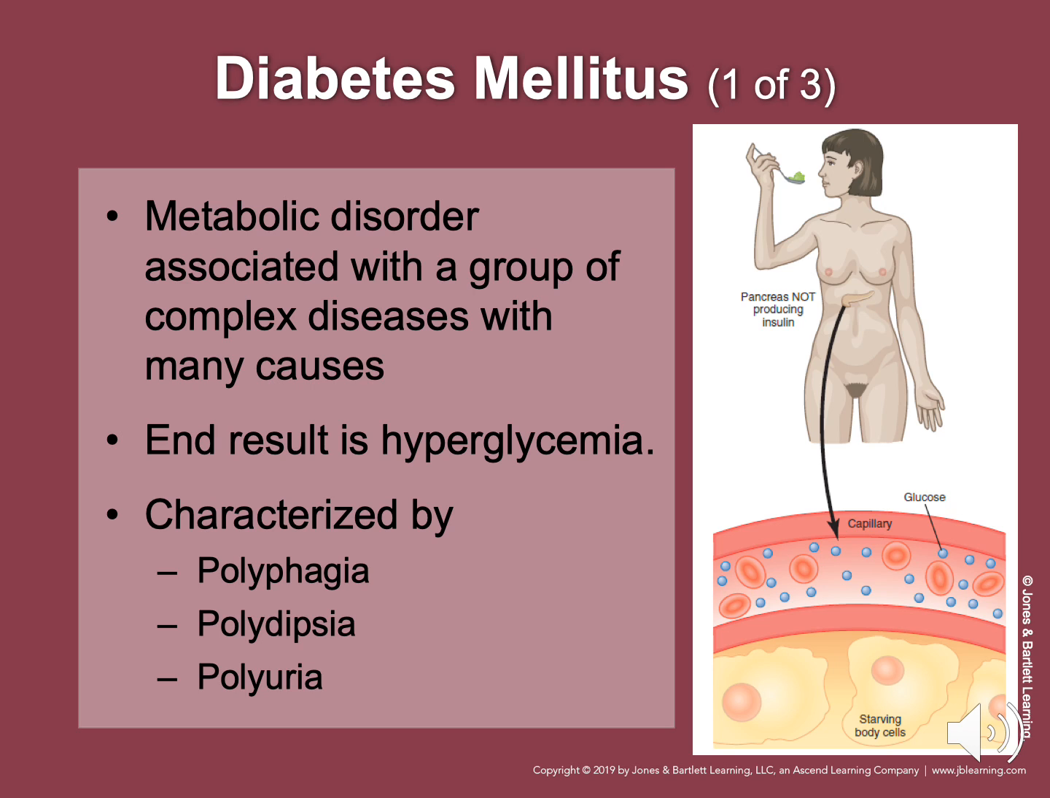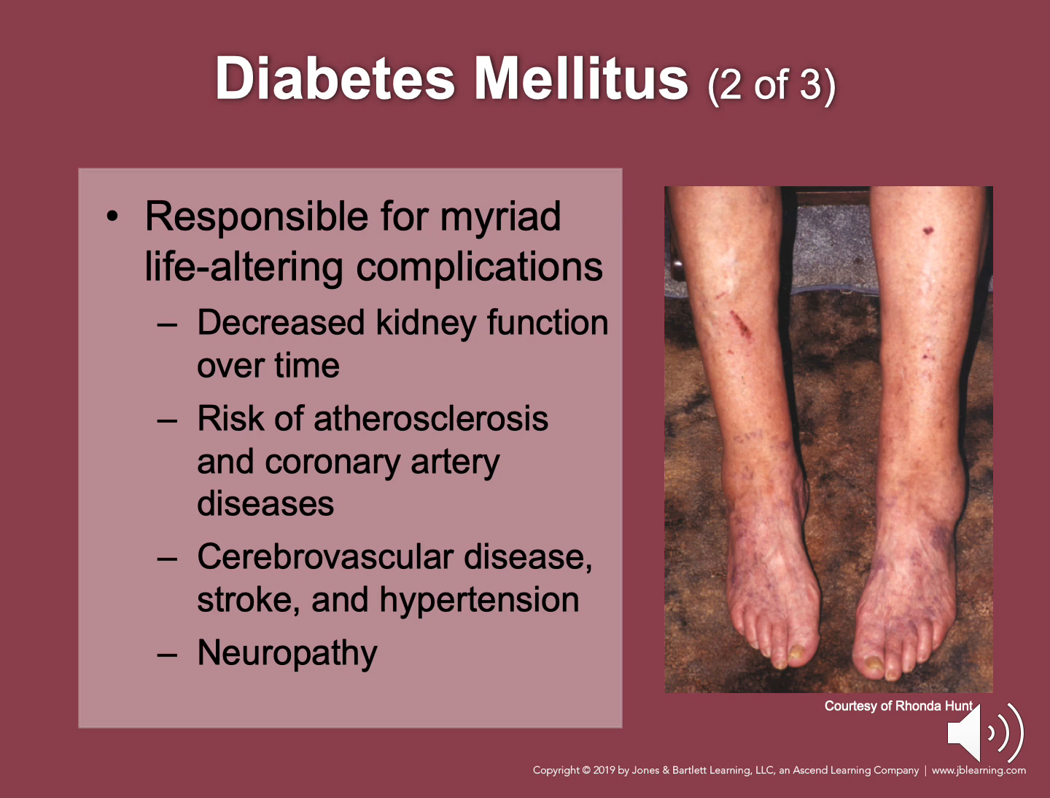Diabetes is a metabolic disorder now thought to be associated with a group of complex diseases with many causes. Diabetes, gestational diabetes, hypoglycemia, diabetic ketoacidosis, and hyperosmolar hyperglycemic syndrome. The end result is hyperglycemia, and it's characterized by polyphagia, polydipsia, and polyuria. So, diabetes is where the body is unable to sufficiently metabolize glucose.